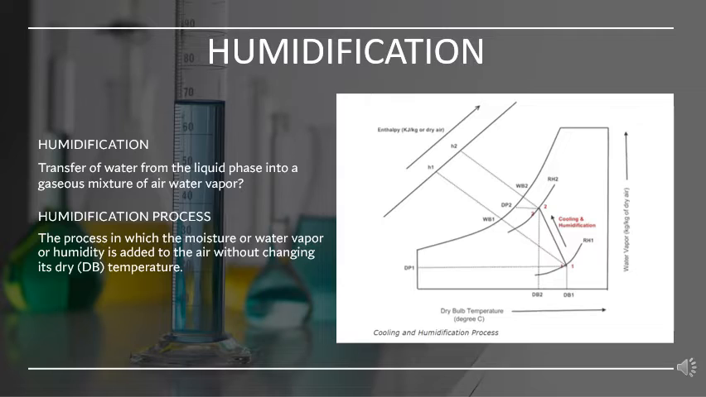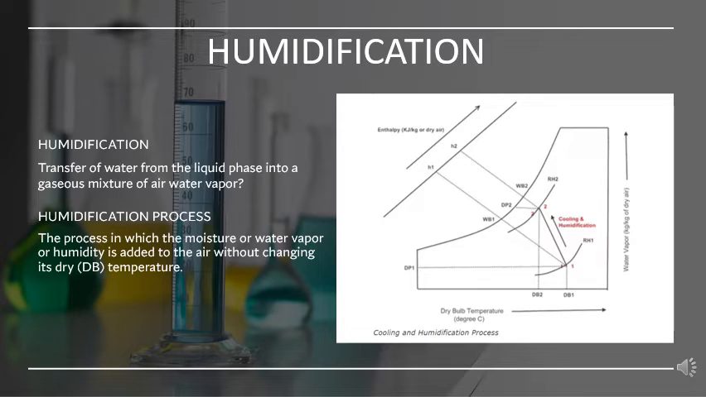First of all, we need to know what humidification is. Humidification is the transfer of water from the liquid phase into a gaseous mixture of air-water vapor. Next, what is the humidification process? The process in which the moisture of water vapor, or humidity, is added to the air without changing its dry bulk temperature.